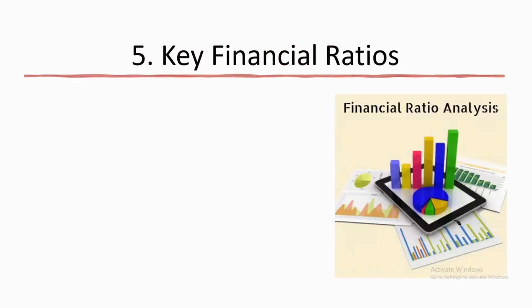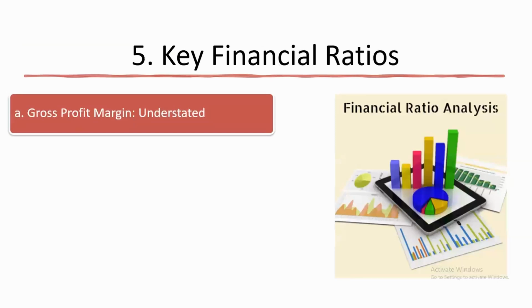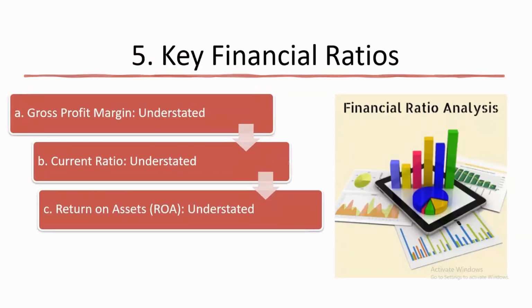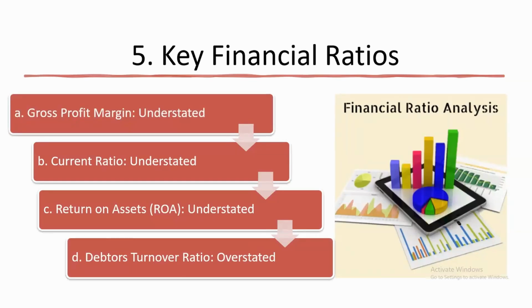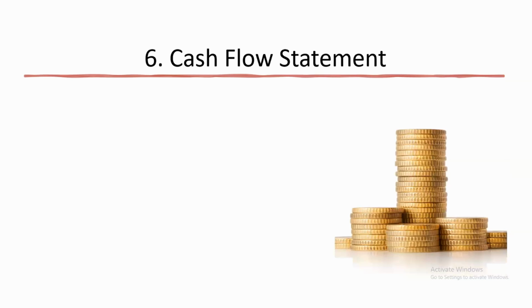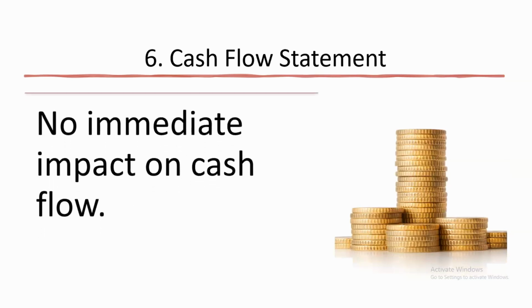Moving ahead, now let's talk about the key financial ratios this transaction is going to impact. So first one is gross profit ratio or gross profit margin. Second is current ratio. Third is return on assets. Fourth is debtors turnover ratio. So these are a few of the key ratios which are going to be impacted because of our miss or failure to record the transaction in our books of account. Moving ahead, now let's talk about the cash flow statement. It is not going to impact the cash flow statement immediately, but the month in which we receive the cash, it is going to impact our cash flow statement as well.